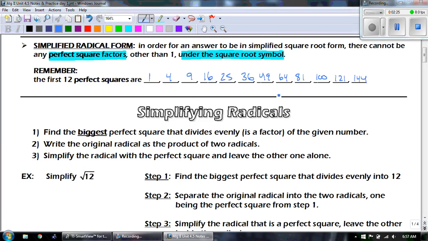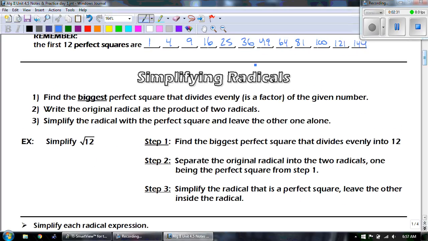So when we're trying to break up the numbers underneath the square root, we're trying to see if we can factor it by one of these numbers. So here we go. How do we do it? Simplifying radicals: you want to find the biggest perfect square that divides evenly into the given number. Write the original radical as the product of two radicals, and then simplify, and we leave the other one alone.